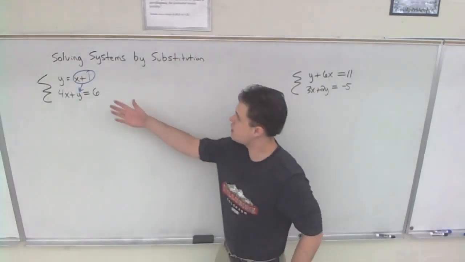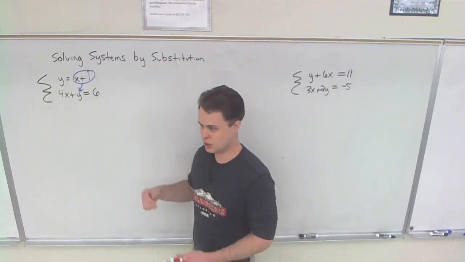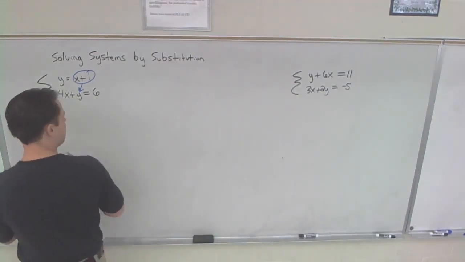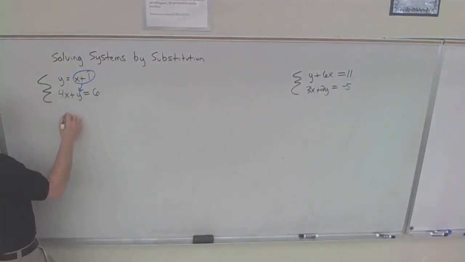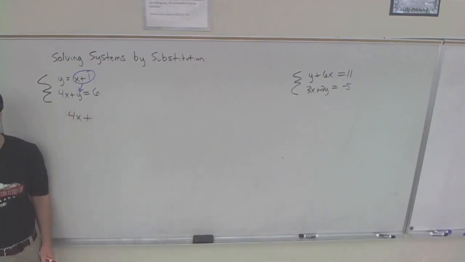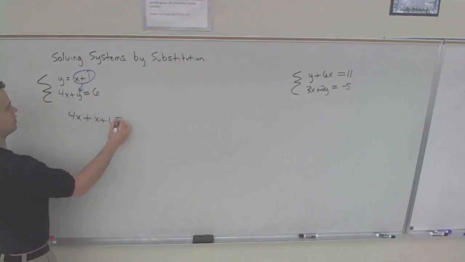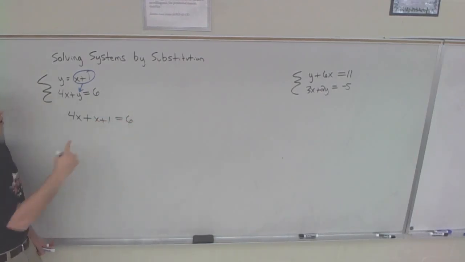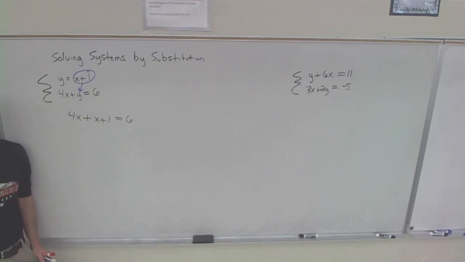Okay, so we're going to take the x plus 1 and substitute it in. So what do we have left then? Let's write what we have in the second equation. We'll have 4x plus the new version of y, and the new version of y was? x plus 1, and then that's supposed to be 6. Here, we only have how many variables? Just one. We just have x's.